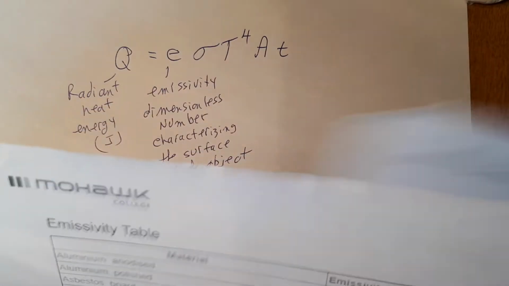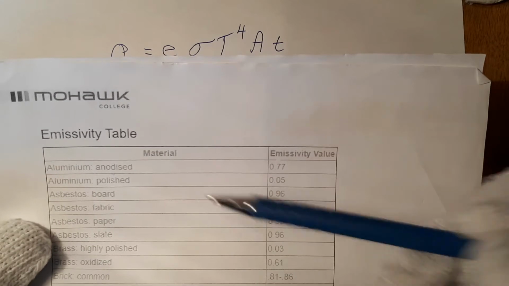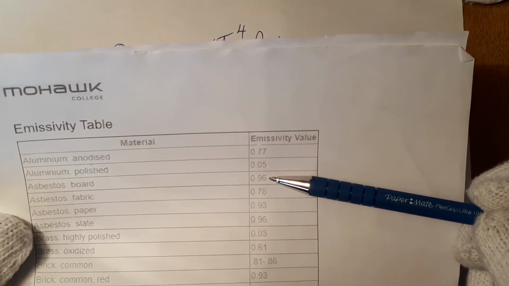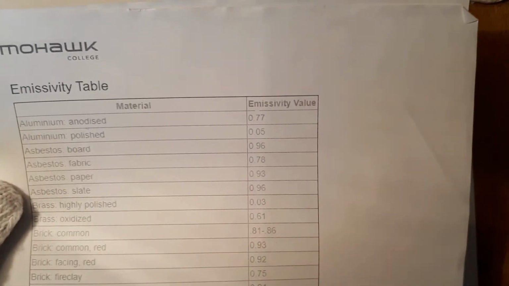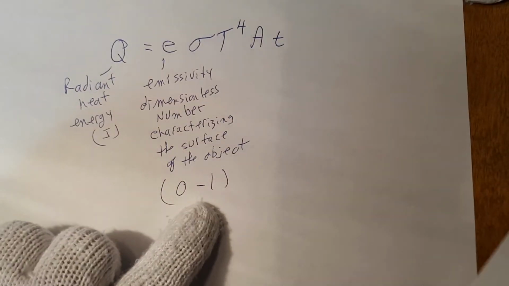Here is a chart. Emissivity values for various materials, and 1.77, 0.05, 0.9678, all the way down depending on the material. So different materials will have different emissivity values somewhere between 0 and 1.